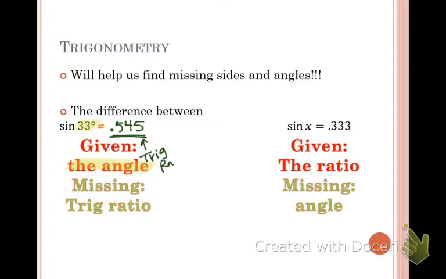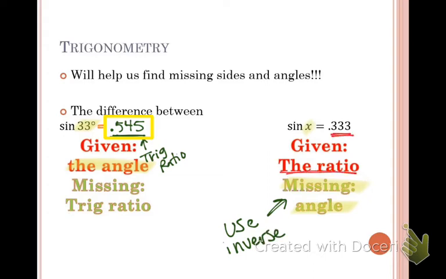So when you're given the angle and you type this in, you're gonna pop out the trig ratio. This one, however, is what we're talking about today. What are we missing in this problem? The angle. So anytime you're missing an angle, what do you need to use? Use the inverse. So this time you're given the ratio. What's the ratio in this problem? 0.333. What is that equivalent to as a fraction? It's 1/3.